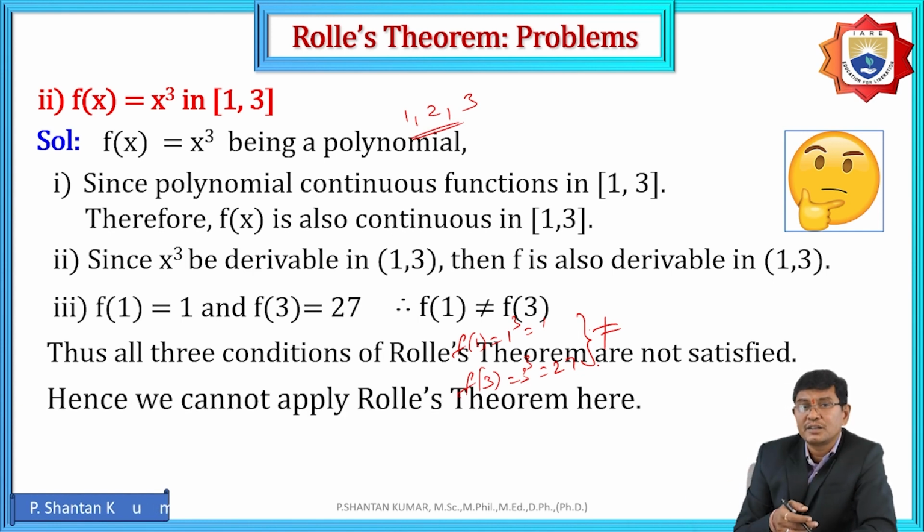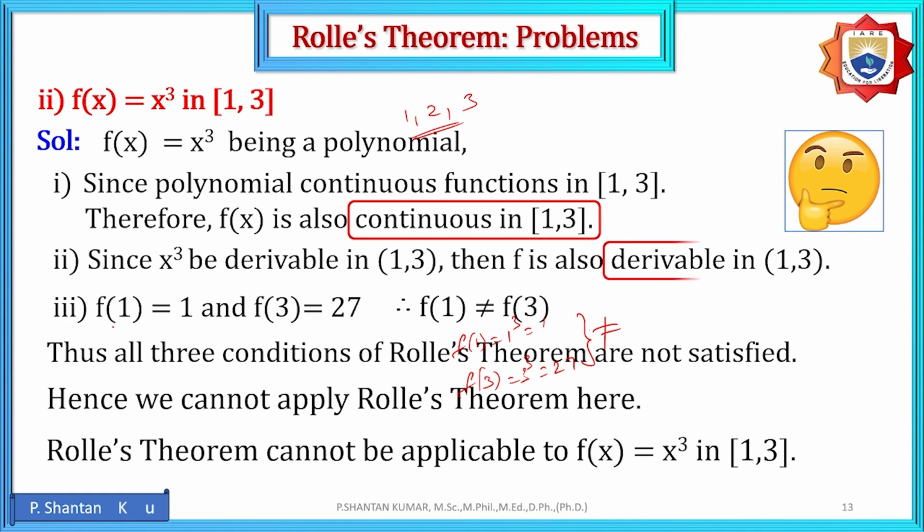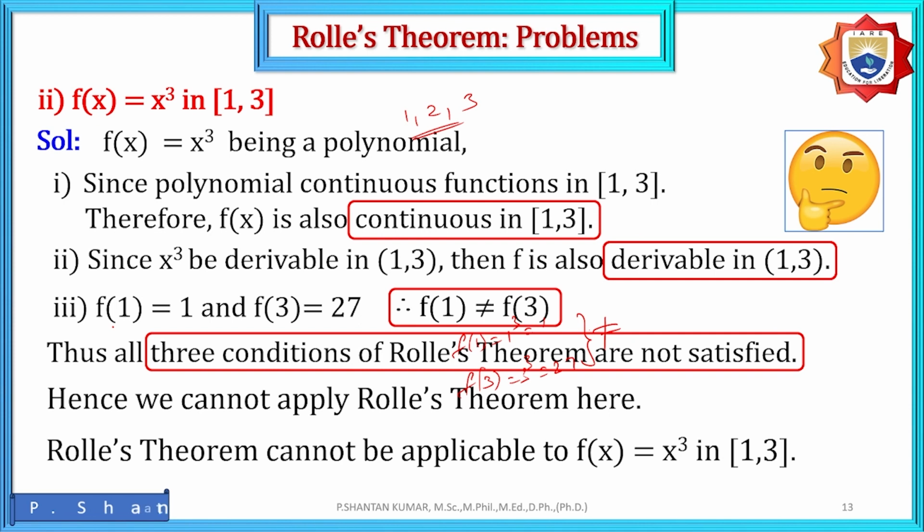Whereas in the first problem, before this problem, the function was continuous, okay, derivable, okay, but f of a is not equal to f of b. Therefore, the three conditions are not satisfied.